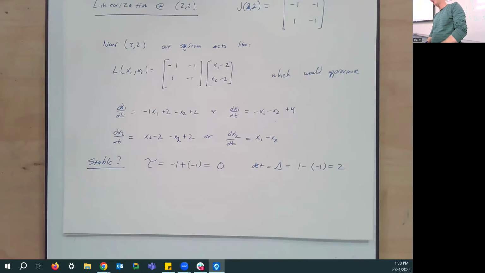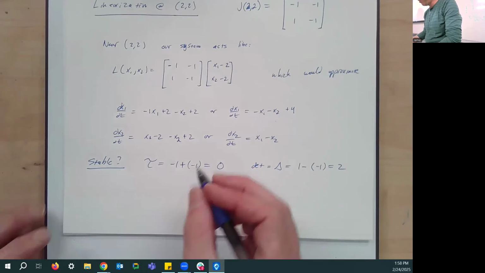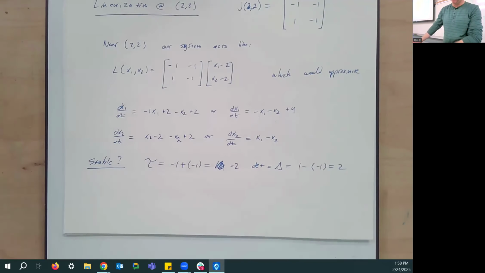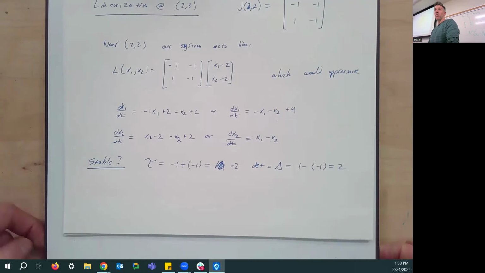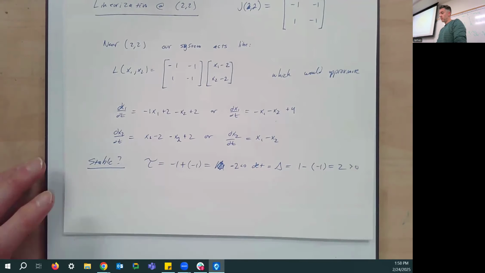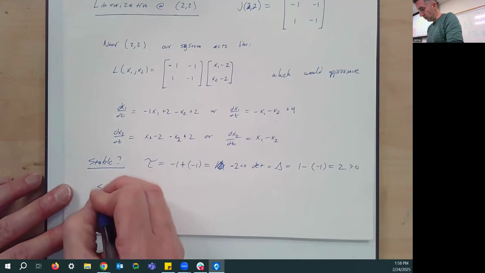So what's my trace actually? I'm going to be really careful this time. So this is stable. Our trace is negative. Our determinant is positive. Those are the two things that need to be true to have stability. Our trace is negative. Our determinant is positive. Stable.